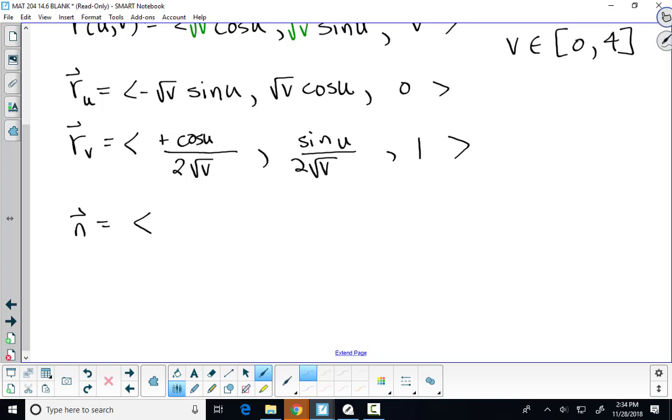So the first component is going to be square root of v cos u. The second component is going to be square root of v sine of u. The third component, it's going to be 1? I think so. Negative sine u and... negative one, sorry, I misread what I wrote.